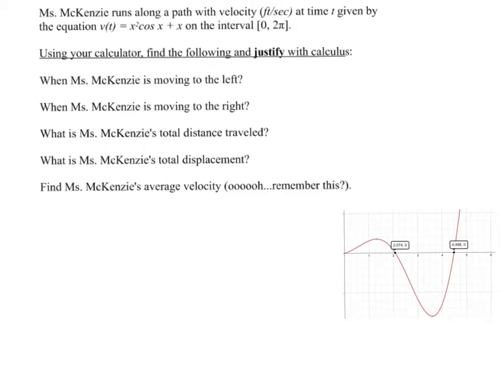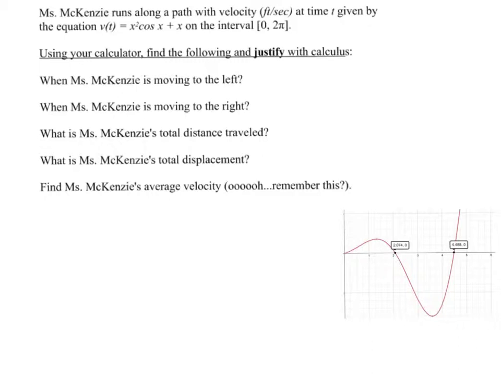In this video, we're just going to look at some of the big concepts in terms of some word problems and also area. Okay, so just kind of a review. Miss McKenzie runs along a path with a velocity in feet per second at time t given by the equation you see there on the interval from 0 to 2 pi.